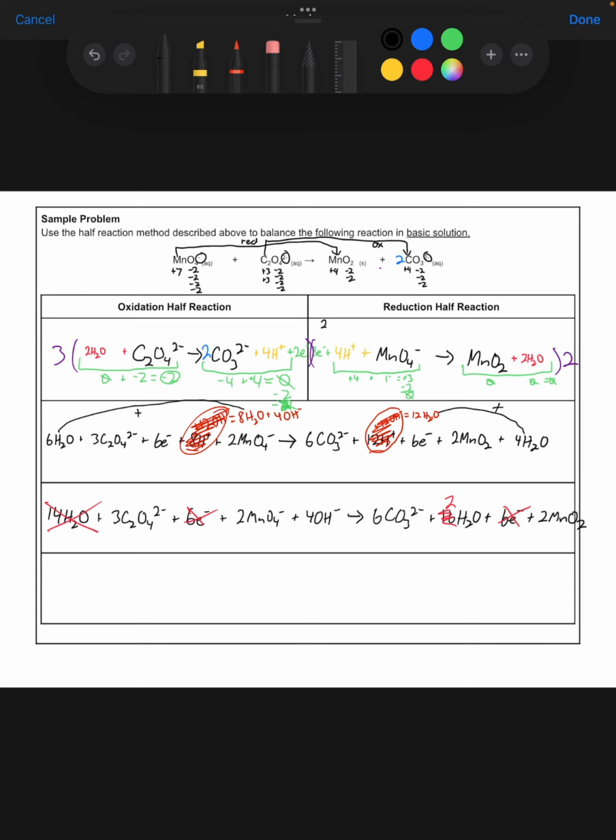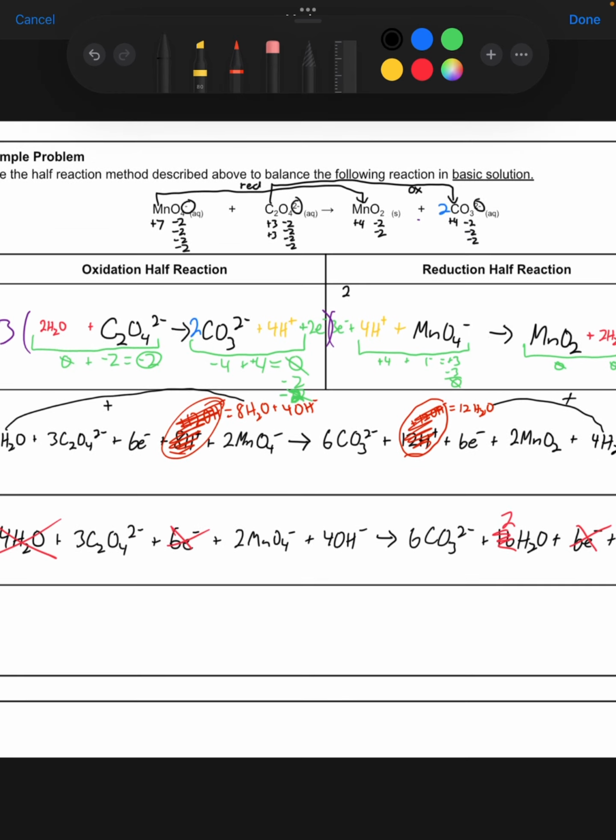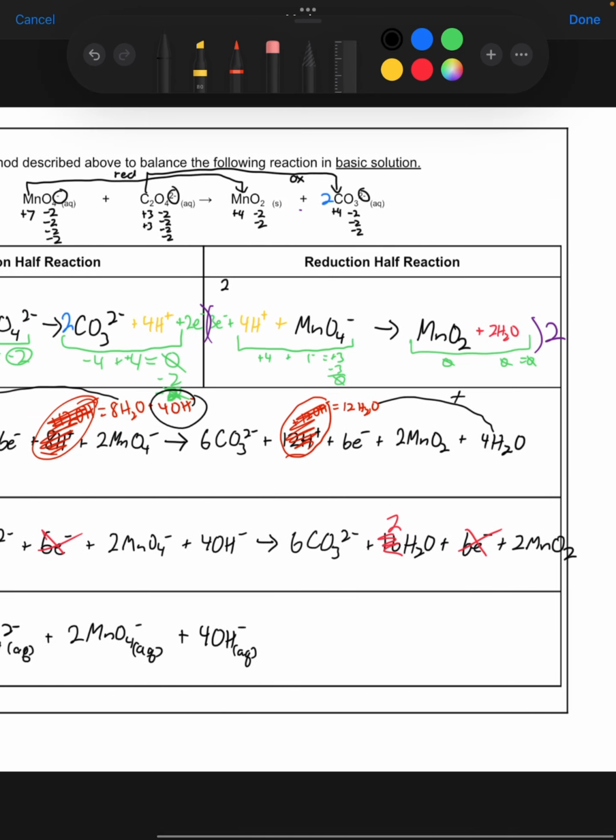Now that I have canceled everything out that can be canceled, I can go ahead and rewrite this again. I'm going to end up with 3 C2O4 2 minus. That's going to be in aqueous phase. I'm going to end up with my 2 MnO4 minuses, also in aqueous phase. I'm going to end up with my 4 hydroxides that I added up here. That's also going to be in aqueous phase because they're going to be dissolved in water.